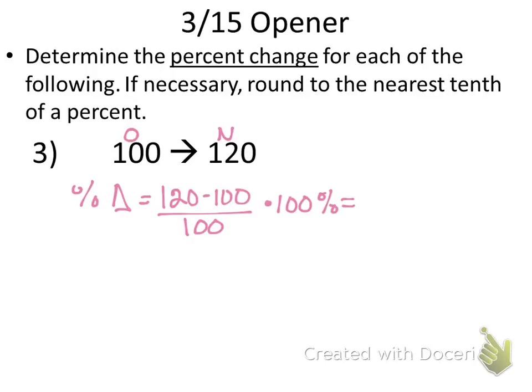Okay. So when we do this part here, we take 120 minus 100, hit the equal sign, and divide it by 100. And after you do that, then times 100. What did you get when you did that? I got 20%. Okay, 20. Good, because it's an increase, so plus 20%. Any questions? Okay?